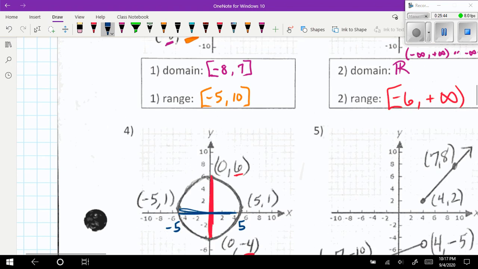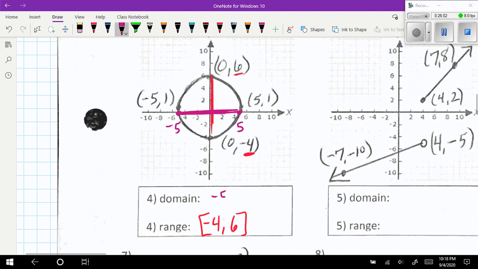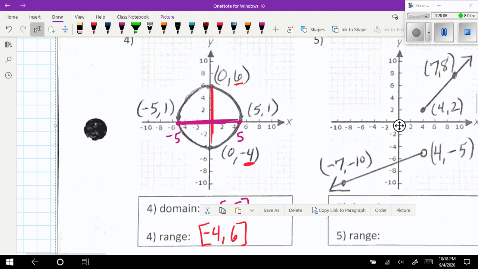I'm doing something wrong. I knew it was not blue. So I'm going to make this purple, and that purple, just to be consistent. There's my -5. There's my 5. And I'm going from -5 to 5, including both of those points. So hopefully that looks better.